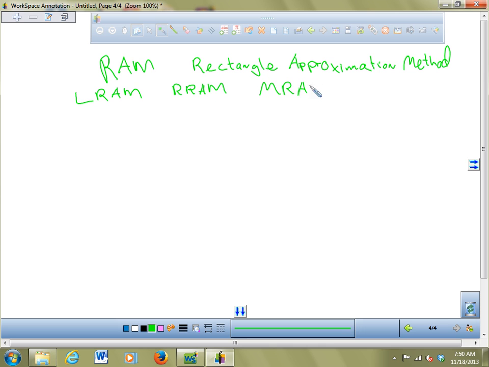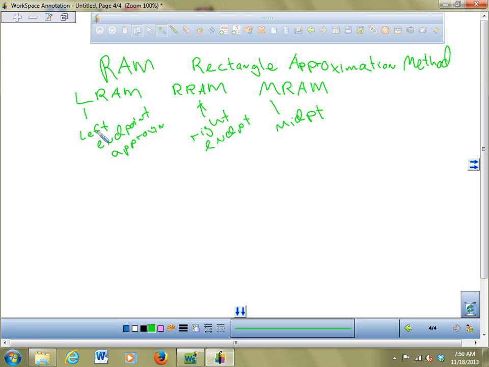And what these things are: this is a left endpoint approximation, and I'll show you the difference. And this is right endpoint. And this is a midpoint approximation. And that's what I just showed you, a midpoint approximation.